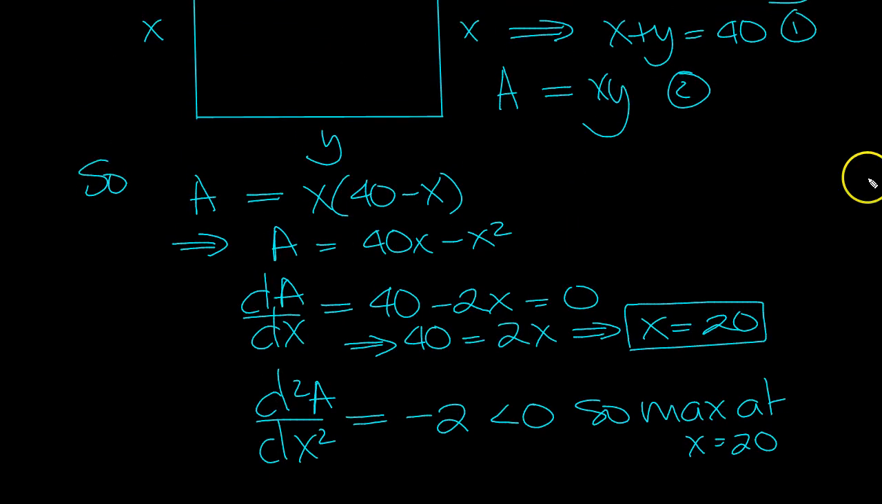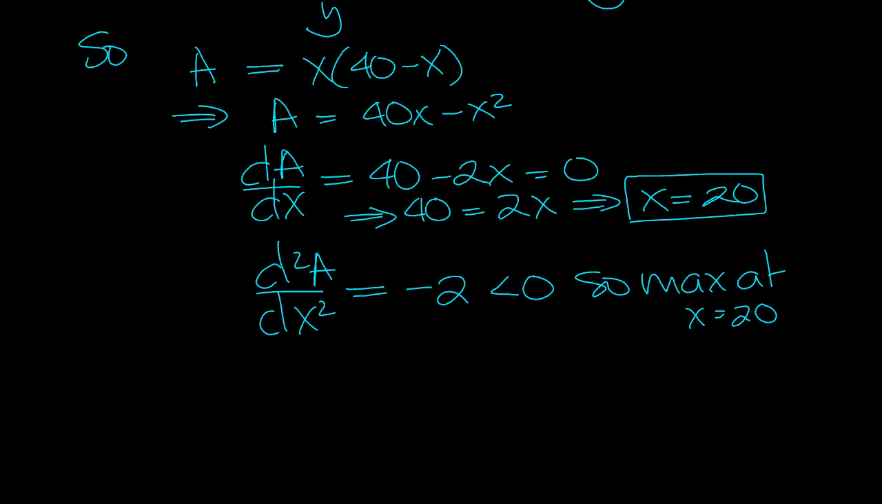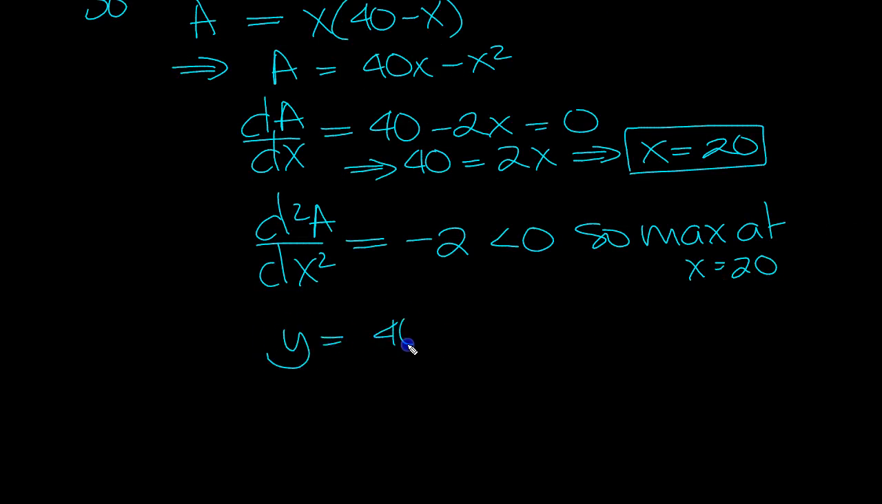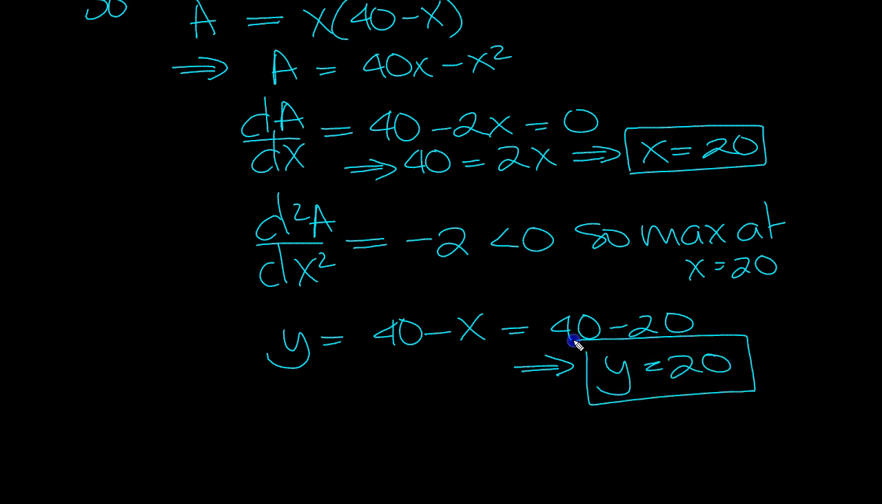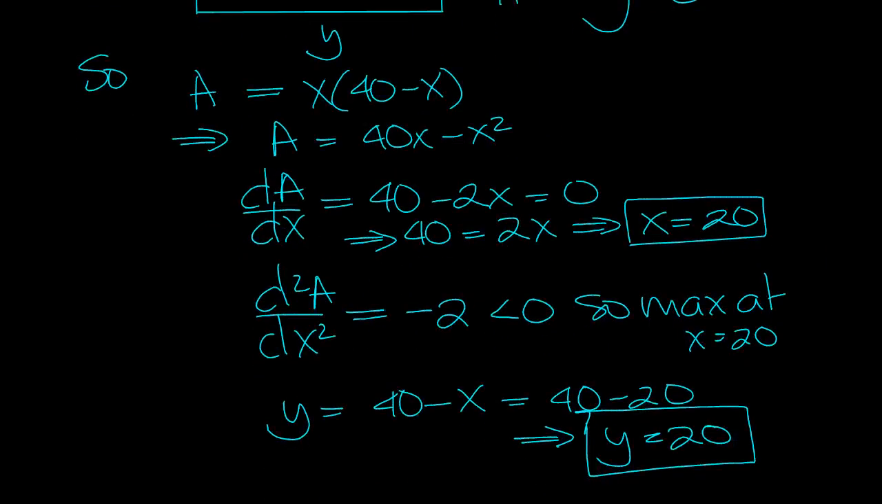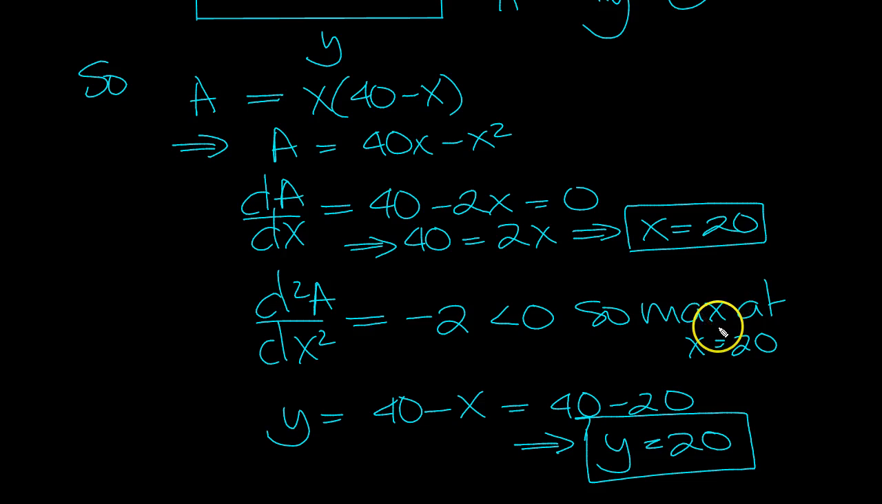When x equals 20, what does y equal? y is equal to 40 minus x, which equals 40 minus 20. So that tells us that y is equal to 20. So the 20 by 20 square is the maximum area, and the sides would be 20 by 20. So the maximum area in this question, which maybe I forgot to write down, is 20 by 20, isn't it? So it's 400 meters squared.